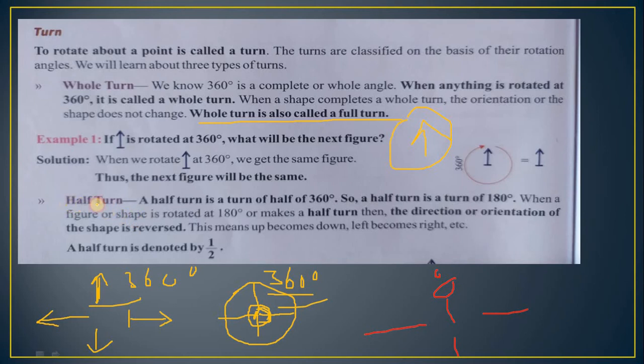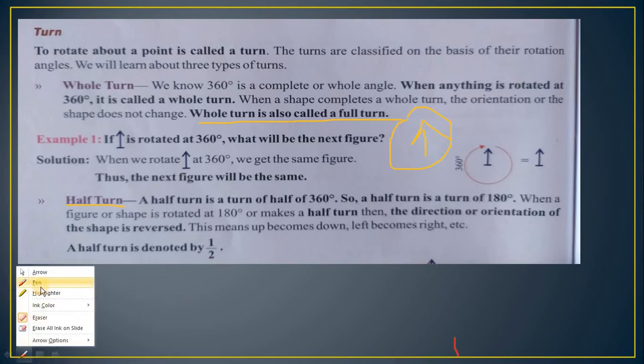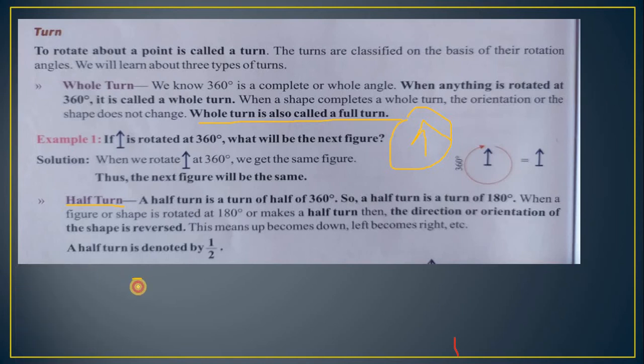The next concept is the half turn. A half turn is a turn of half of 360 degree. So half of 360 degree is known as the half turn. Half turn means, as you know, the complete turn is 360 degree. Half means you just have to divide by 2, so you will get 180 degree. That is the half turn.